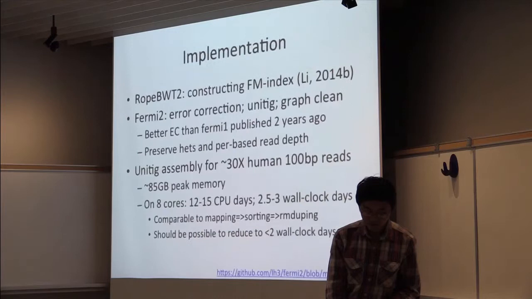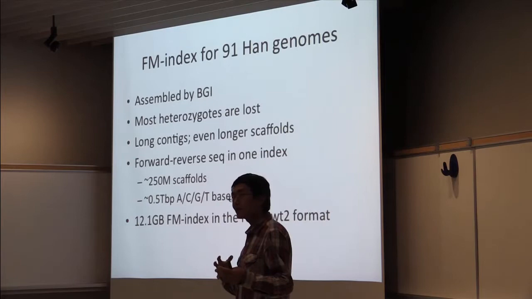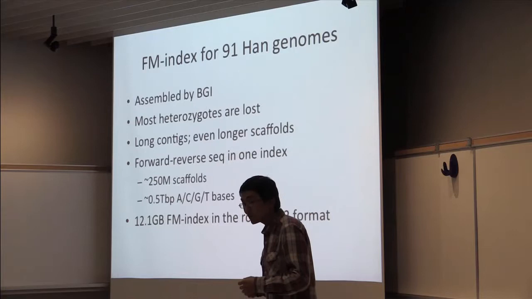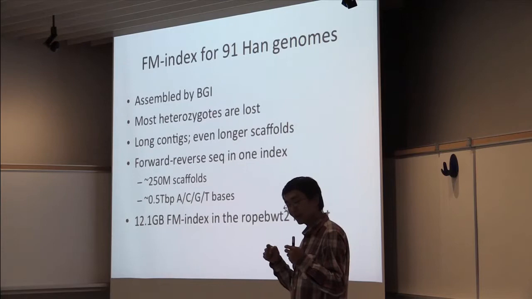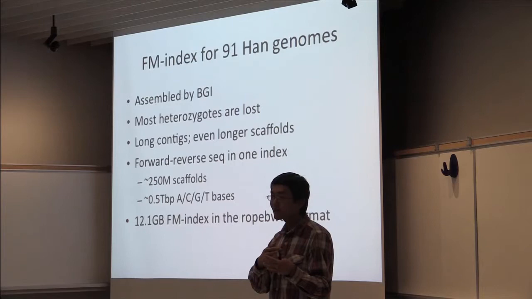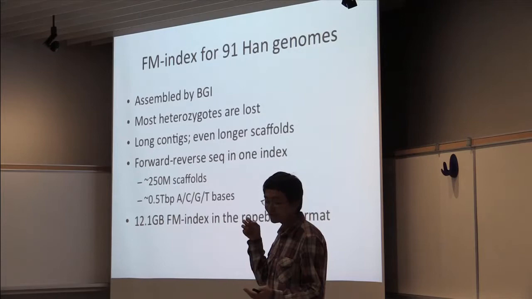Okay, that was for a single genome, and this part is for multiple genomes, which is more of an exploratory part. The power of the FM index is to compress. The FM index is based on BWT, which is a compression method, and the more compressible the data, the smaller the file size. What if you squeeze multiple samples into the same FM index? This is the kind of result.